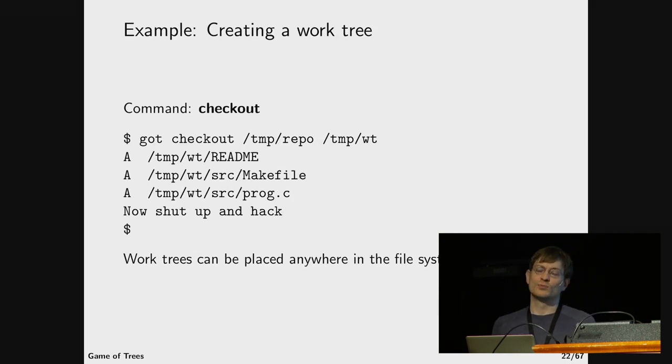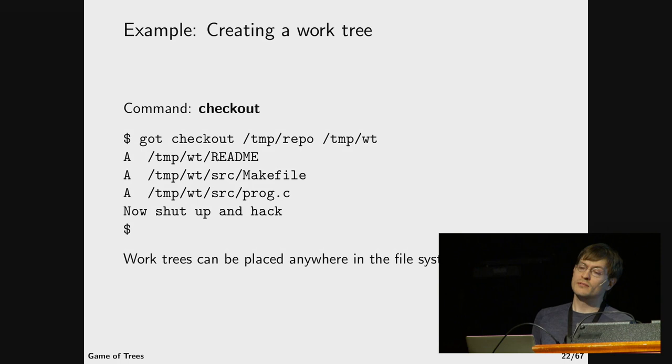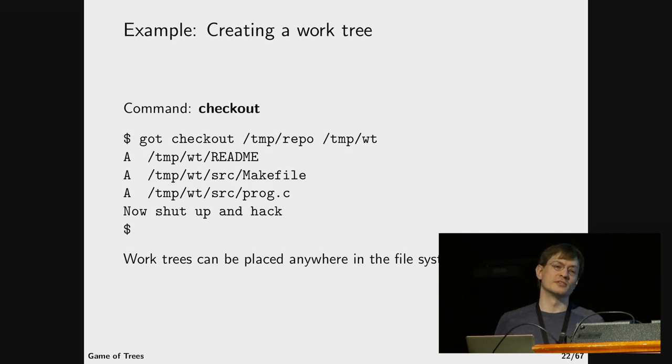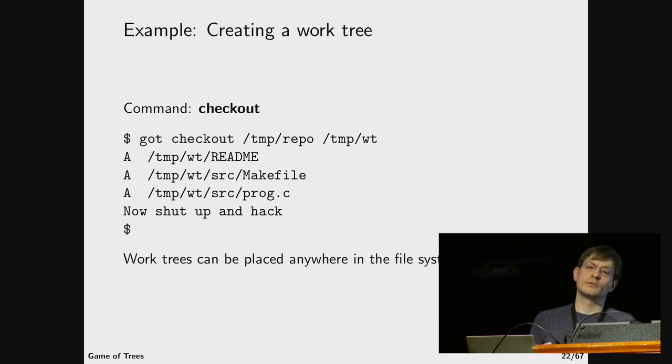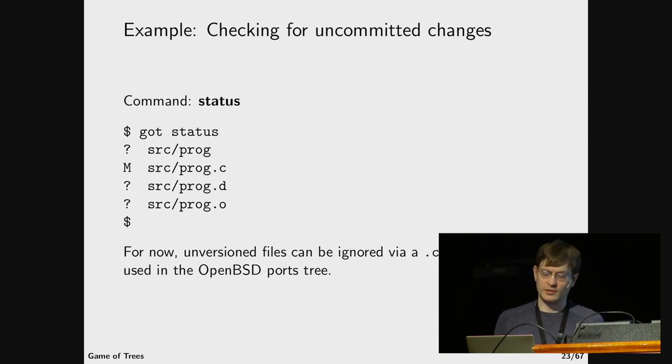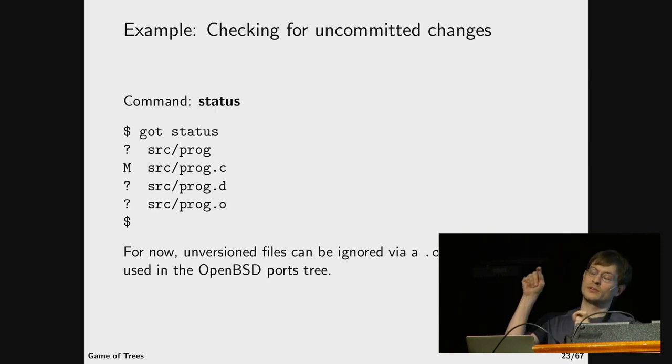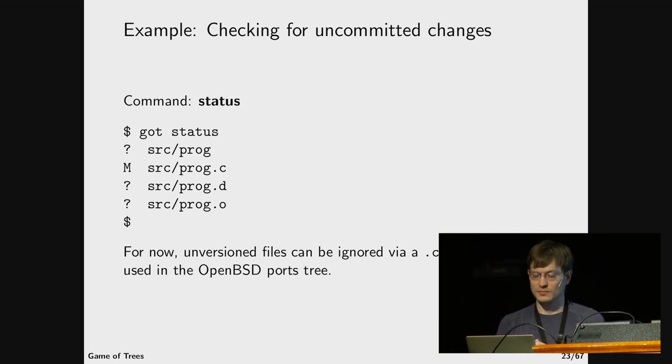And then to actually do work on this, because we don't have a work tree yet, we just have this bare Git repository on the disk, you do a checkout, and that creates a work tree. And this can be placed anywhere, and you can create as many as you want. And you can also check out the same work tree from the same branch many times, which is something that Git makes hard to do. Then you do some changes.